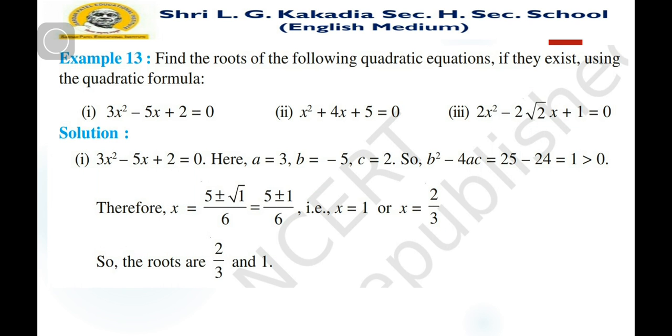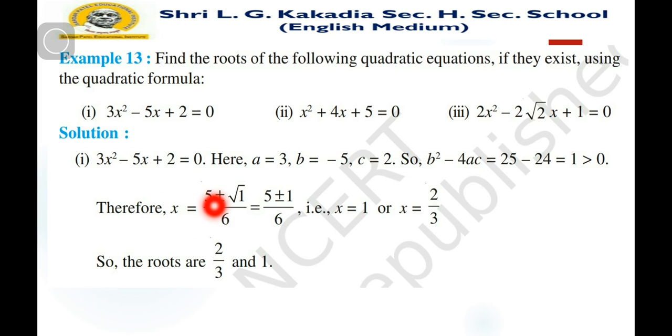For more examples, find the roots of the following quadratic equations, if they exist, using the quadratic formula. Always remember that b square minus 4ac should be greater than or equal to 0. Then we can find the roots of the given quadratic equation. Taking example number 1, 3x square minus 5x plus 2 is equal to 0. Here a is equal to 3, b is equal to minus 5, c is equal to 2. So we can find the value of b square minus 4ac, that is 25 minus 24. Putting the values of a, b, c in the equation, we get 1, and it is greater than 0. So we can find the roots of the given equation.